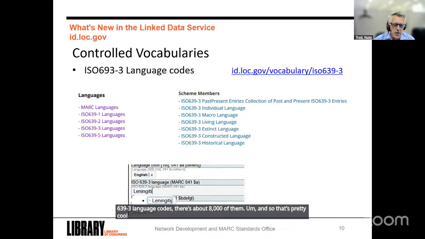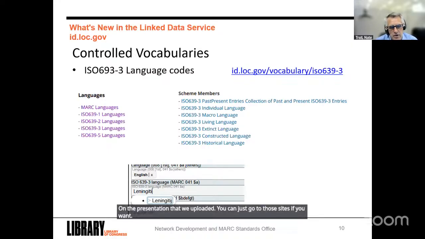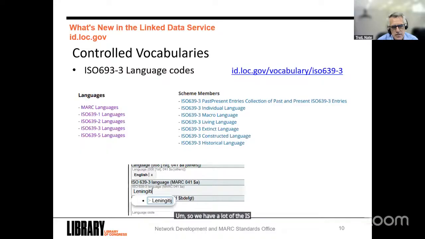If you go to the homepage at id.loc.gov, you'll see all of our languages listed there. Actually, all of those images in my part of the slides are clickable, so if you're following on the presentation that we uploaded, you can just go to those sites if you want. We have a lot of the ISO language lists now, and if you look at the 639-3 list, it's broken out into things like living and extinct languages, so you can just do some browsing if you want.